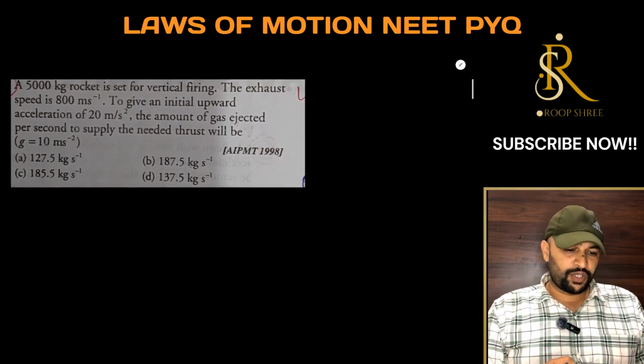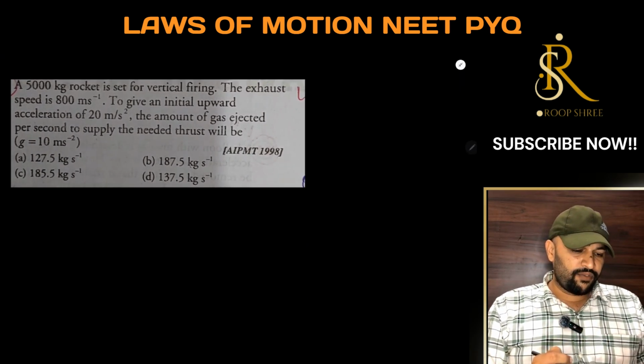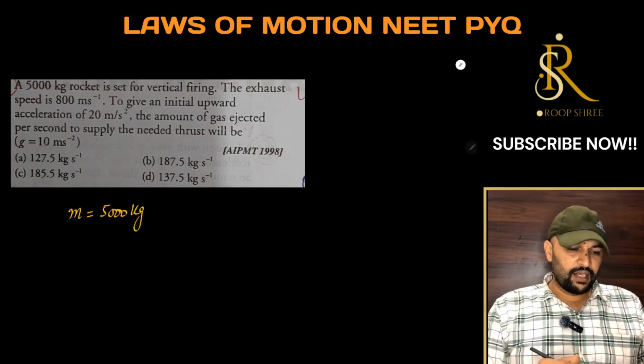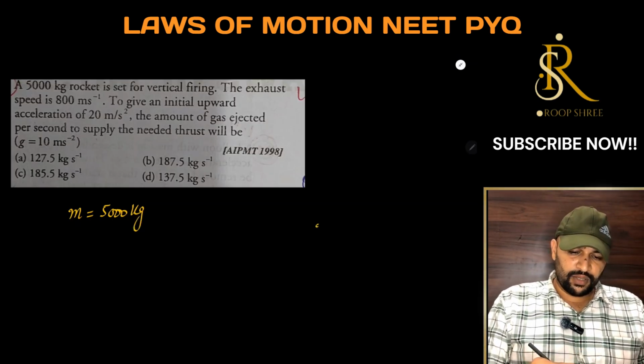Let's see the next question now. Our next problem says a 5000 kg rocket. So mass of the rocket here is how much? 5000 kg. Correct? Is set for vertical firing. Okay, great. So let's assume that this is our rocket and it is going upward in direction.